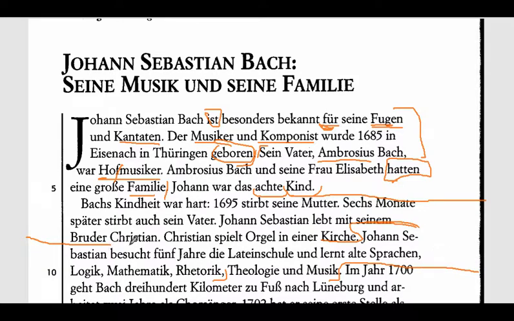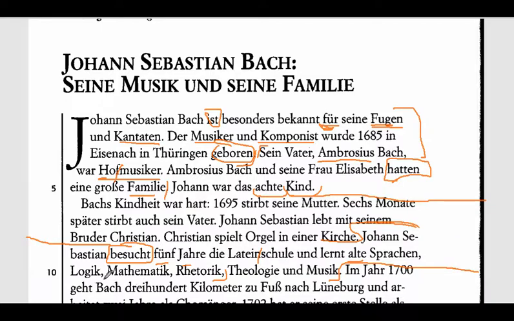So let's see. So this means besuchen means to visit. We'll just translate the sentence together and then we'll stop here. This means to visit or to attend. 5 Jahre, you can probably figure that out. 5 years. This is the Latin school. He was learning Latin there. And he's learning Alte, which means ancient languages.